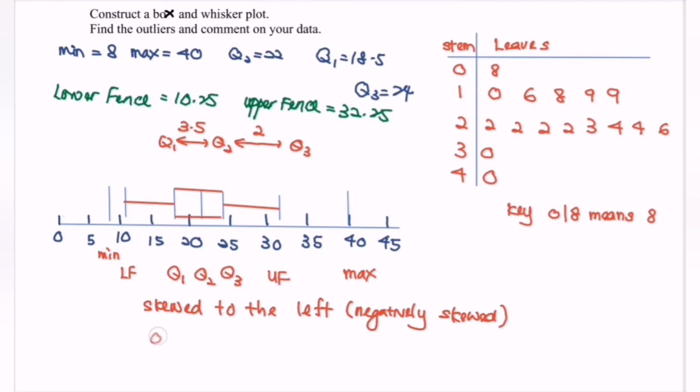As for the outliers, by referring to the stem plot data, the outliers will be the 8, the 10, and the 40.